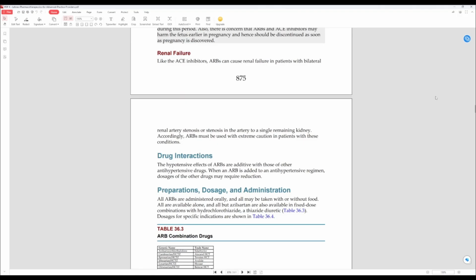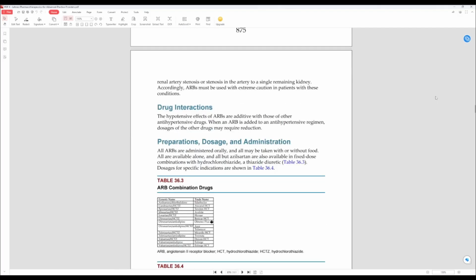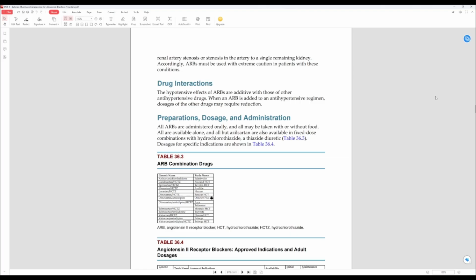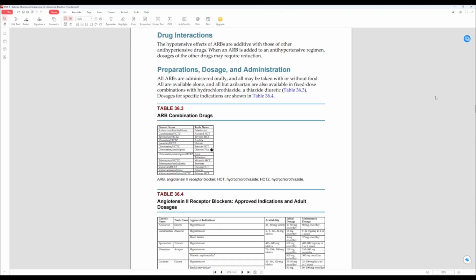Renal failure. Like an ACE inhibitor, ARBs can cause renal failure in patients with bilateral renal artery stenosis or stenosis in the artery of a single remaining kidney. So, ARBs must be used with extreme caution in patients with either of those conditions, whether they have one kidney or both.